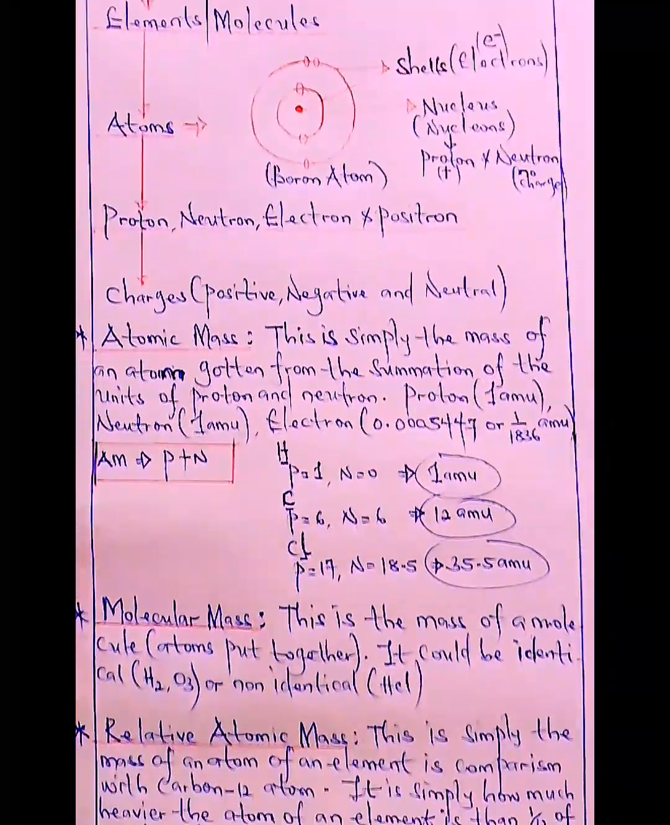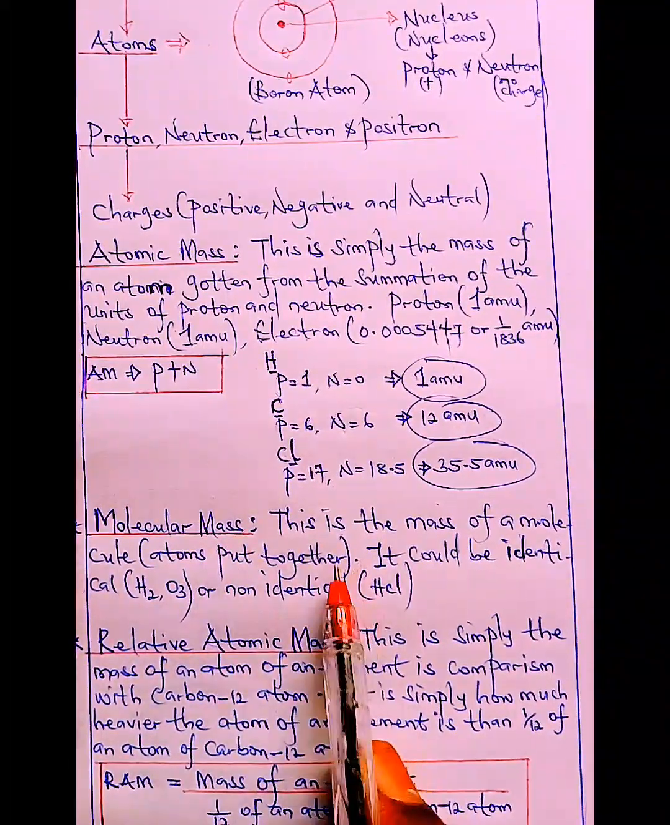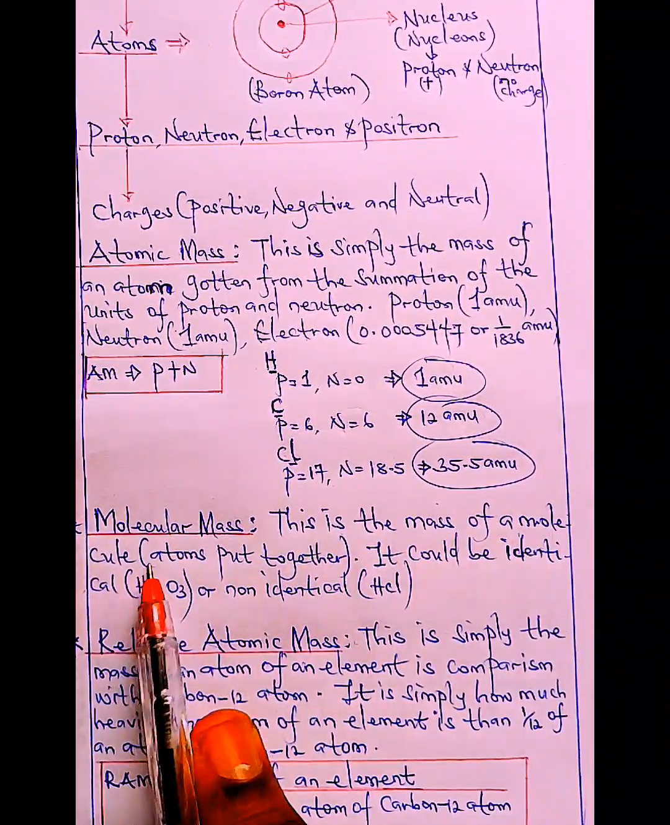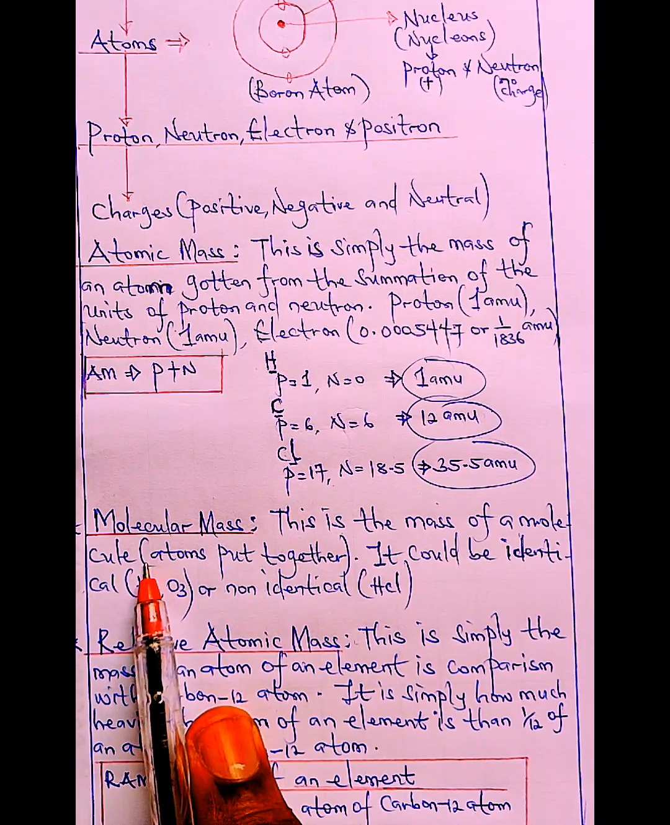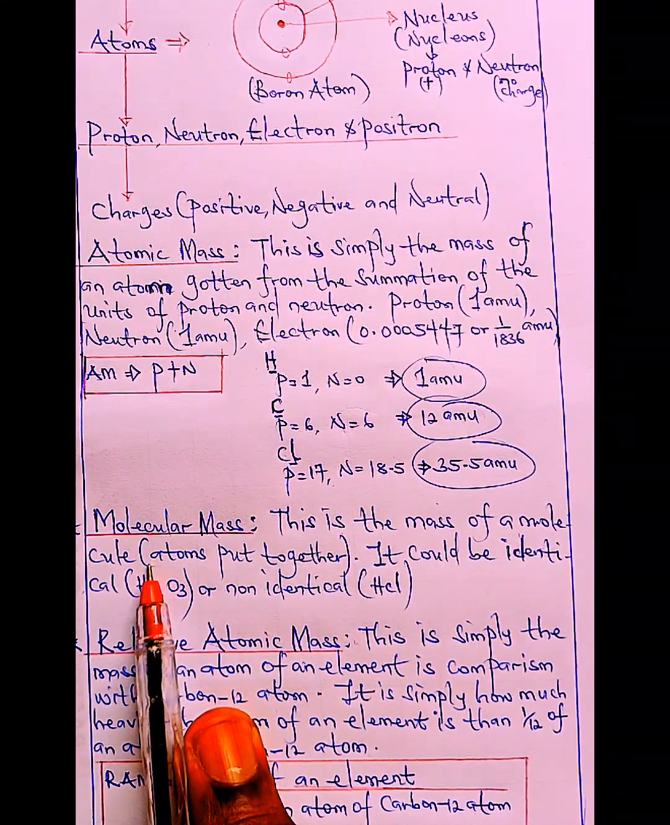The next thing we're going to be looking at right now is what we'll call molecular mass. Molecular mass is the mass of a molecule. Now when we talk about a molecule, don't forget, as I said up there, a molecule is simply the combination of atoms. When atoms combine together, we end up having molecules. A molecule is simply atoms of an element being put together.